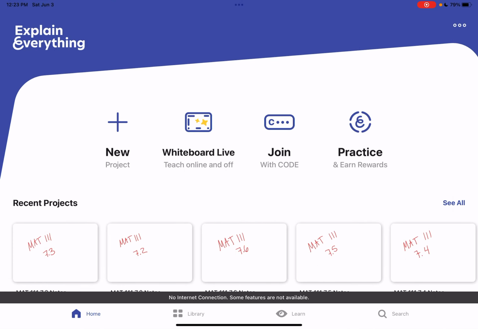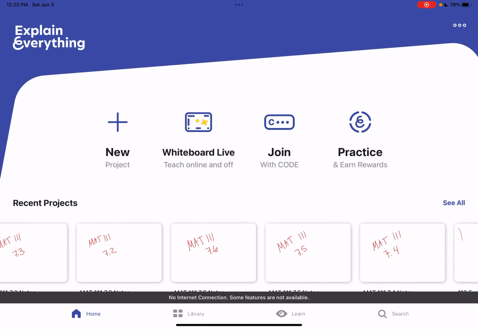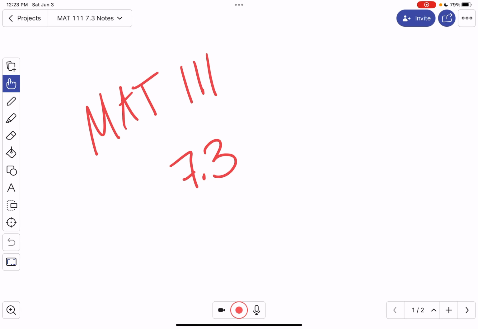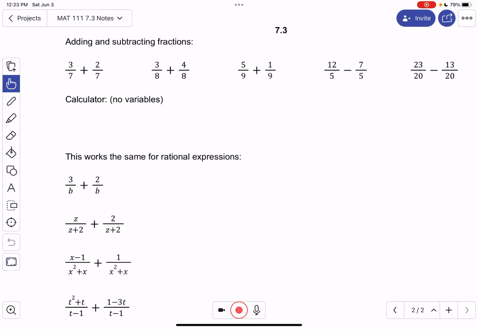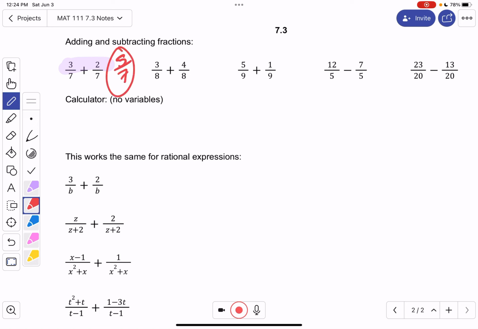Okay, this video is going to go over section 7.3, which is adding and subtracting fractions. So unlike multiplying and dividing, once your denominators are the same, when you're adding and subtracting, you only worry about the top. So this first one would be 3 plus 2, 5, bottom stays the same.